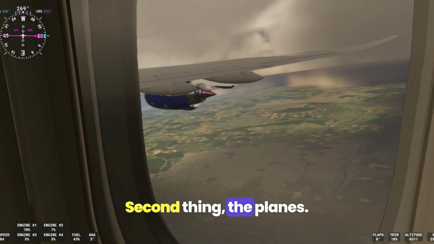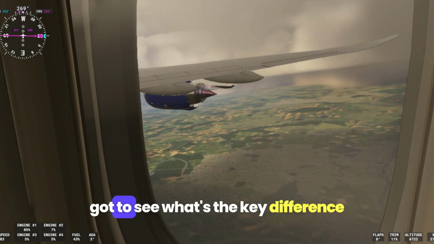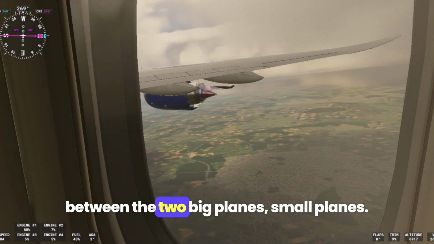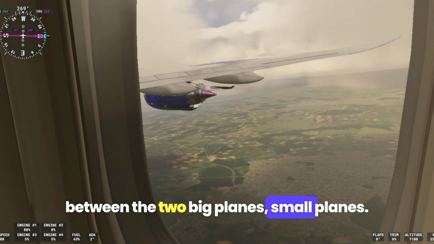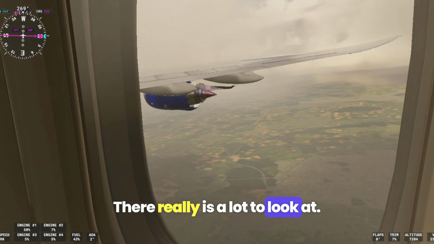Second thing, the planes. Now, when you're looking at planes, you really got to see what's the key difference between the two. Big planes, small planes. There really is a lot to look at.